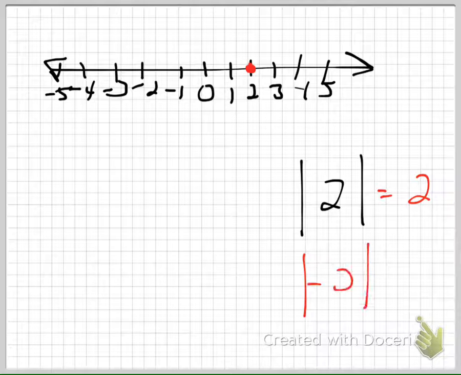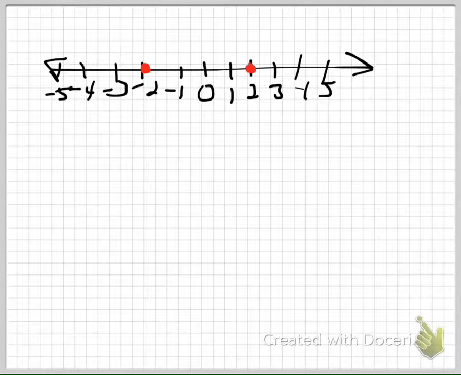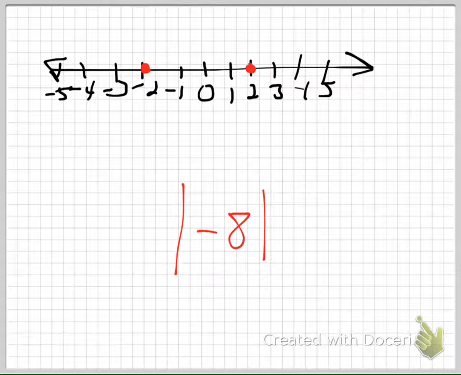What about the absolute value of negative 2? Look at this. How far away from 0 is negative 2? It's 2, right? The absolute value of negative 2 is also 2. All absolute value is a distance from 0. Now here's the deal. What is the confusing part? Something that gets people mixed up all the time is this. I give you a question and I say, what's the absolute value of negative 8? First of all, what does the absolute value mean? The distance from 0. So then what is the absolute value of negative 8? 8, right? It's 8.